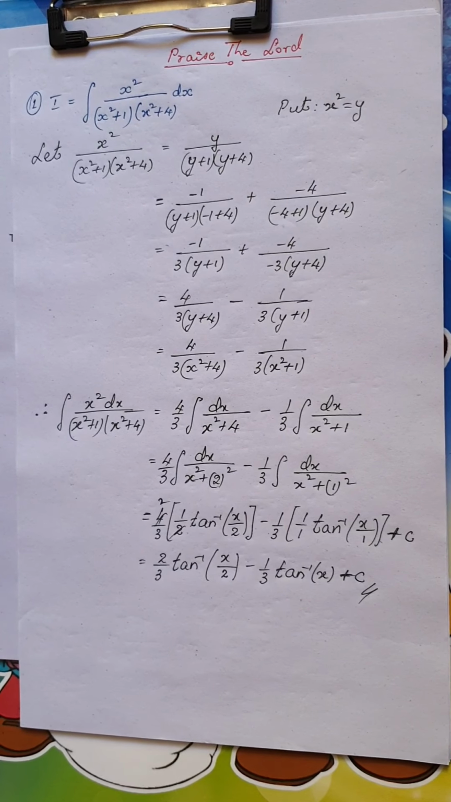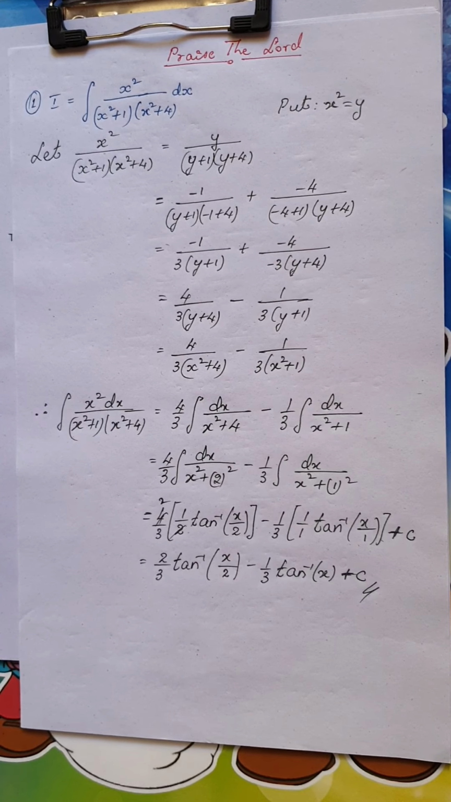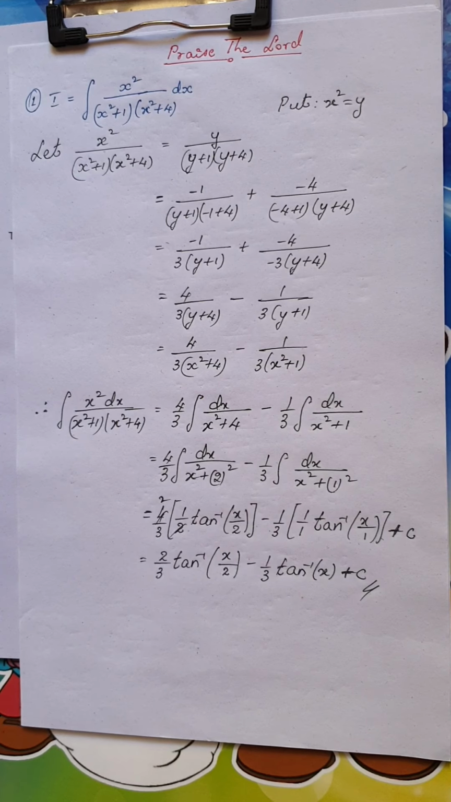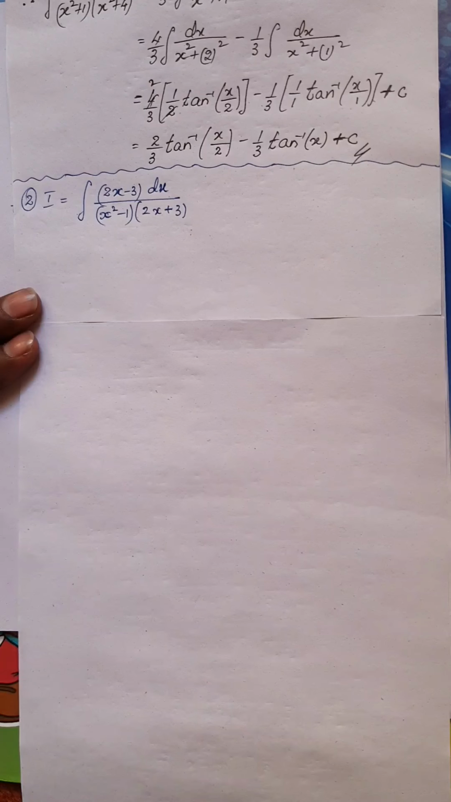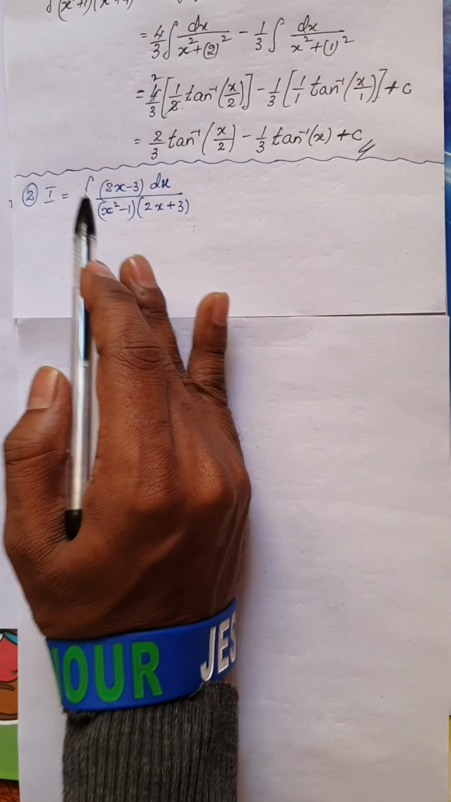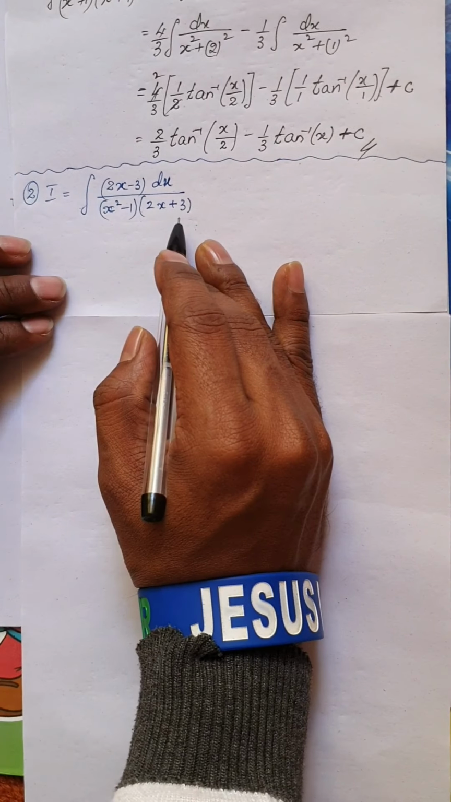Okay. If you practice these sums, these are very easy sums for you to get 3 marks in the part of integrals. Okay. Shall we move on to the next question? Right. So, the next question we have is the integral of 2x minus 3 divided by x square minus 1 into 2x plus 3.